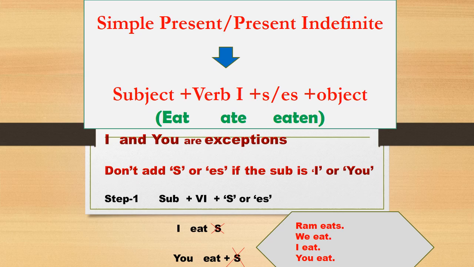Now you have to remember I and you are exceptions. Don't add s or es if the subject is I or you. Okay, according to the structure you have put in, I eat, you eat, and don't add s. It would simply be I eat, you eat.